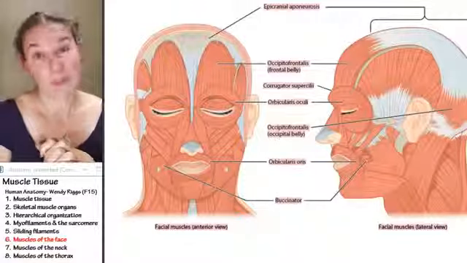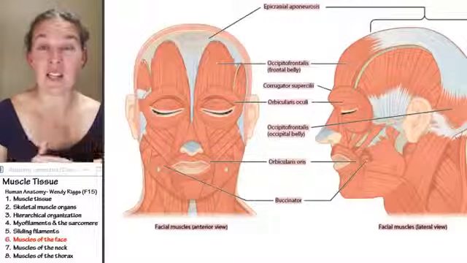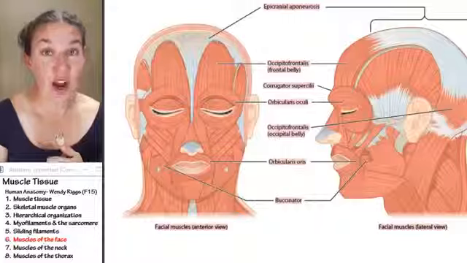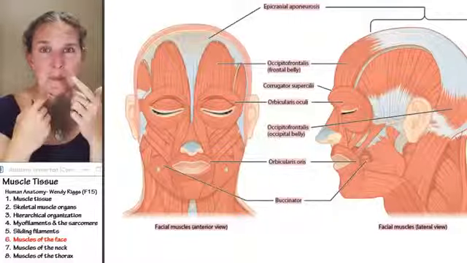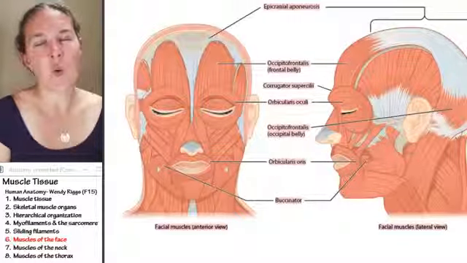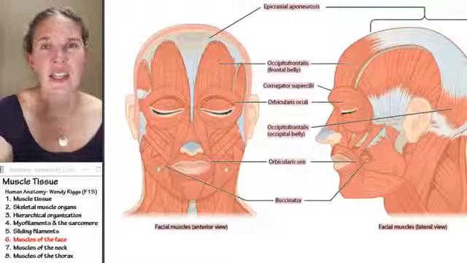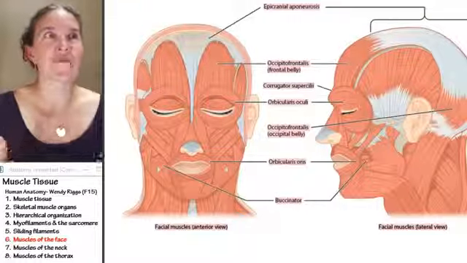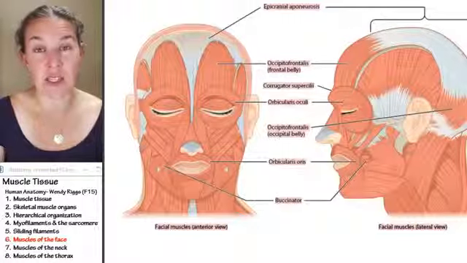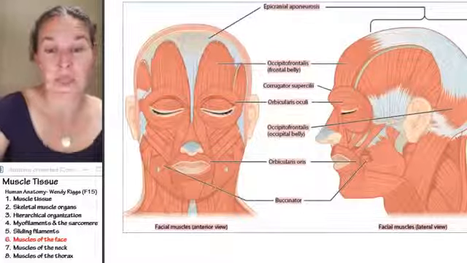For all of them, you do not have to memorize the attachments of these muscles of facial expression. You do need to know their action, and you need to be able to find them. I would argue that if you know their action and you know where to find them, you could give a rockin' solid argument or educated guess about the attachments of these muscles. But it's not something that I'm actually going to ask you on a test or a quiz.